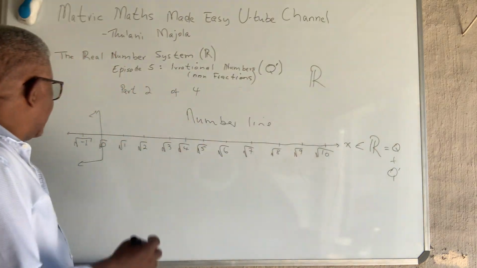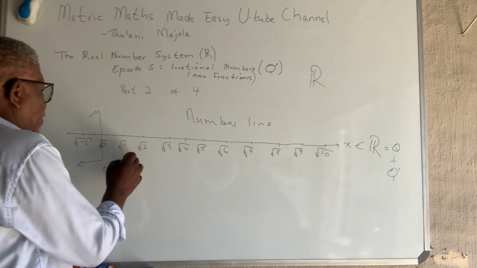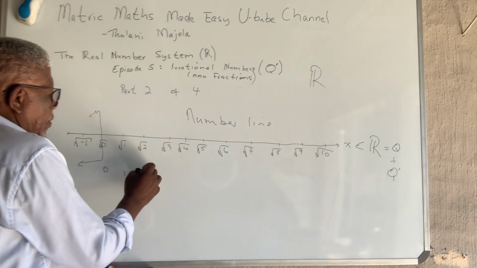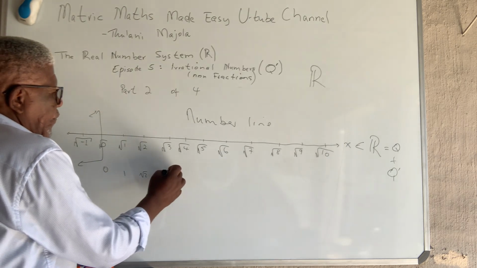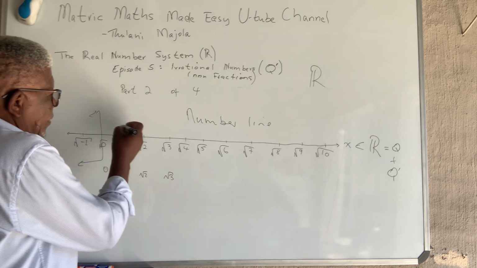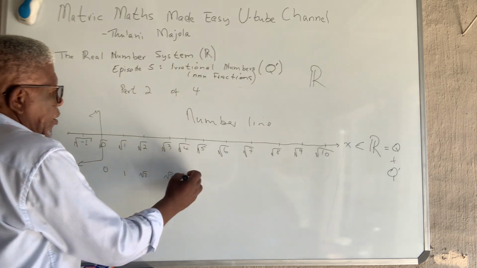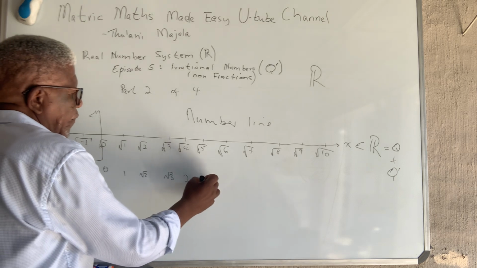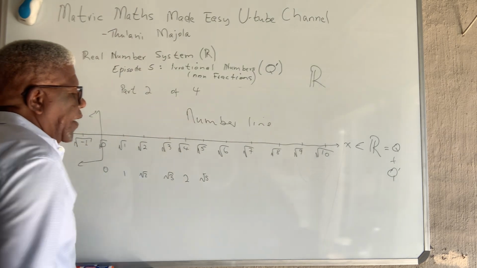So what is the square root of 0? 0. The square root of 1 is 1. Square root of 2 is square root of 2. Square root of 3 is square root of 3. Remember now, these ones are presented on a number line. So square root of 4 is 2. Square root of 5 is square root of 5.